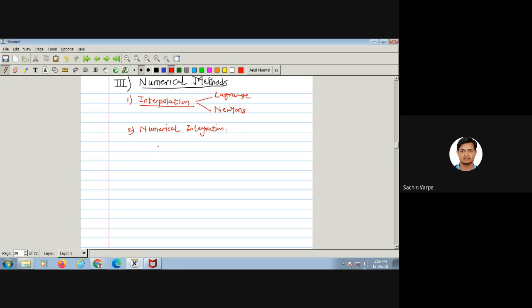Numerical integrations we have discussed in 3 forms. The first one as a Simpson's or trapezoidal rule, first of all, trapezoidal. Then second is Simpson's 1/3 and Simpson's 3/8.